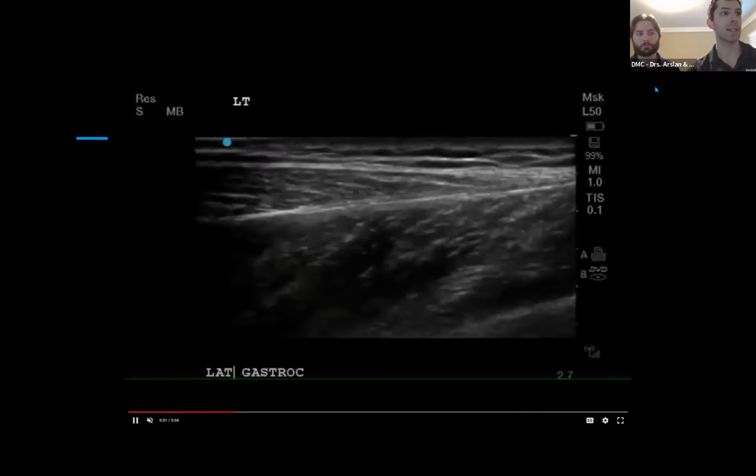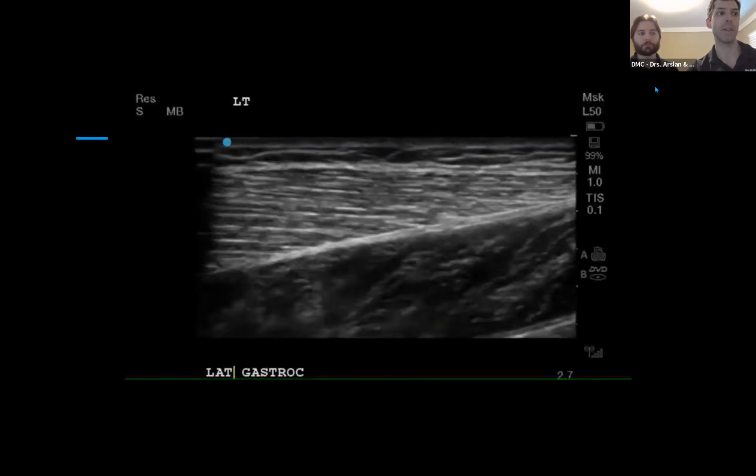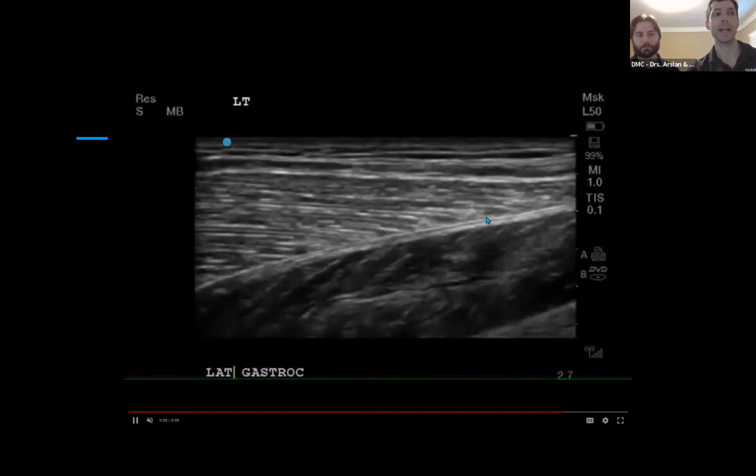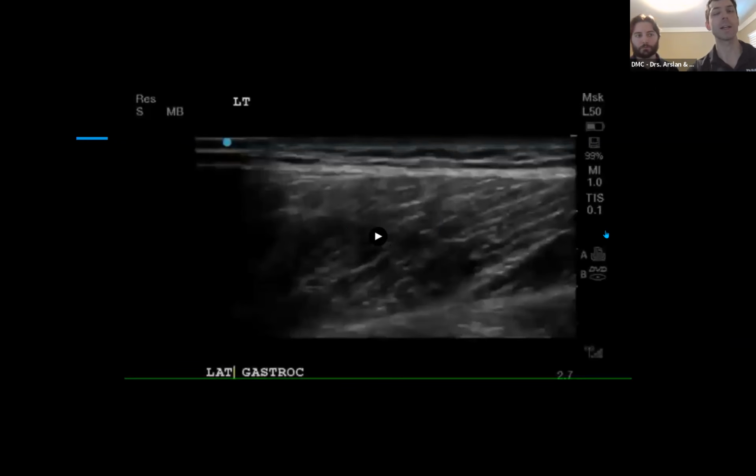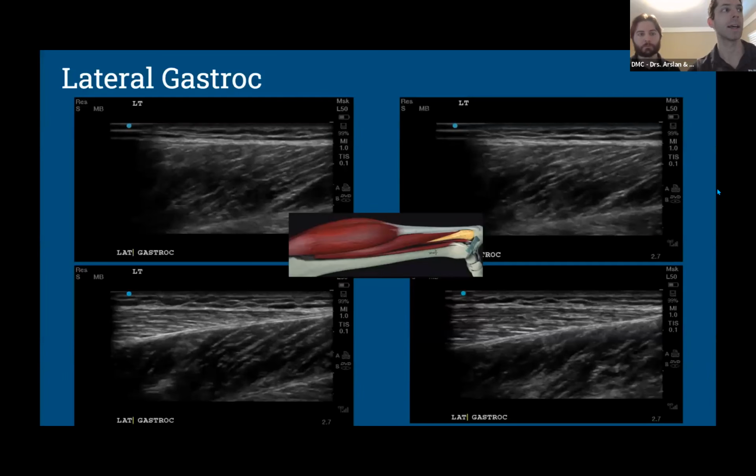This is the patient's lateral gastrocnemius on the left side. So nice, healthy tissue, homogeneous, nice space between, good abutment between the gastroc and the soleus, and we didn't see any bleeding or tear on that side. And these are just static images corroborating that homogeneous tissue, no bleeding suggestion.